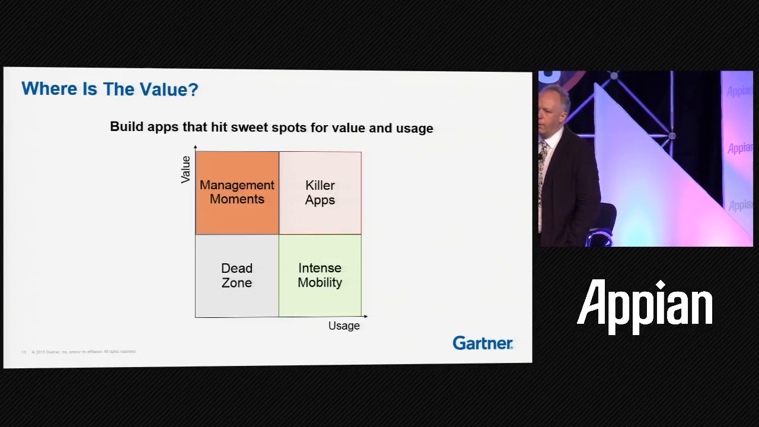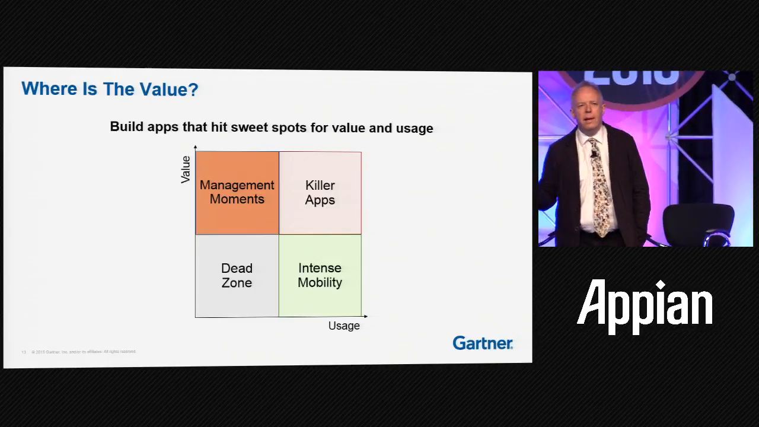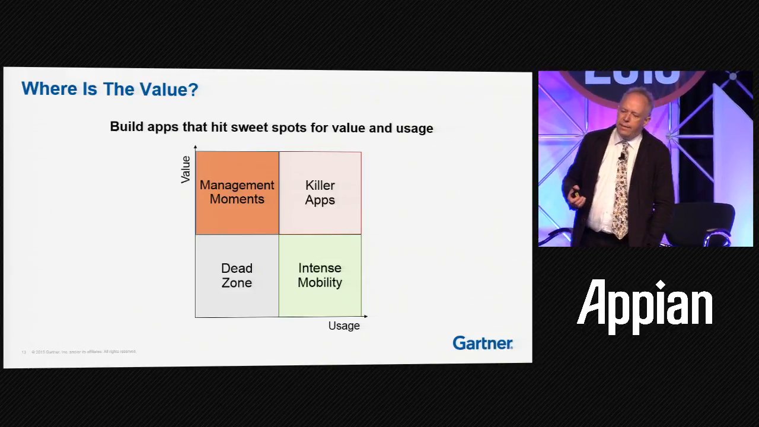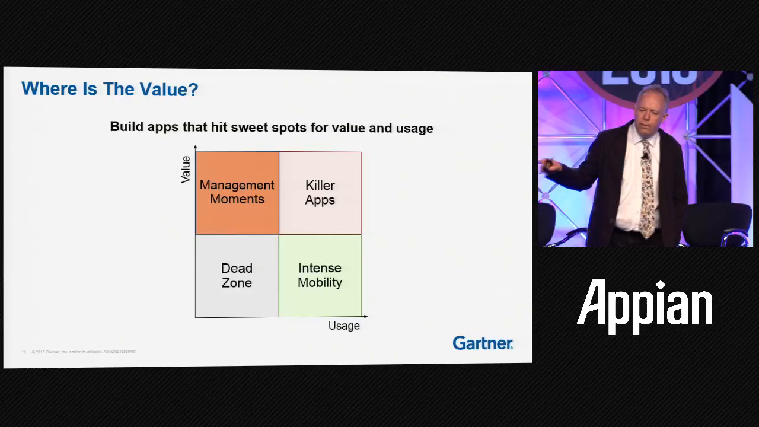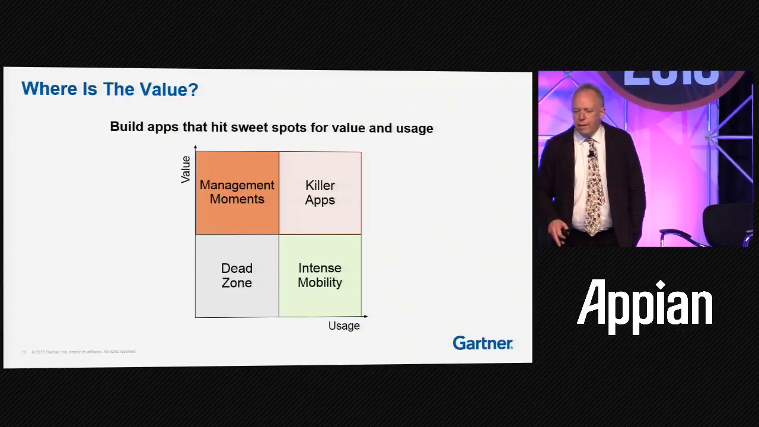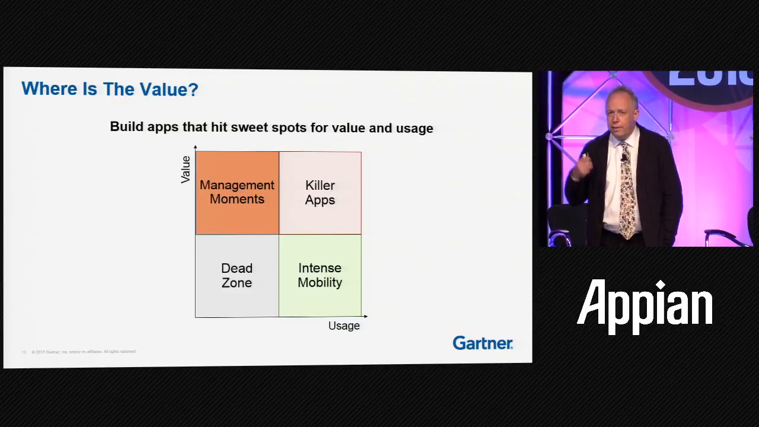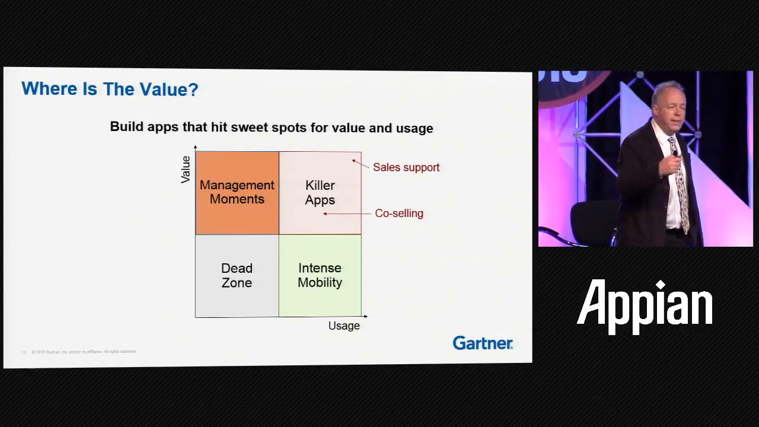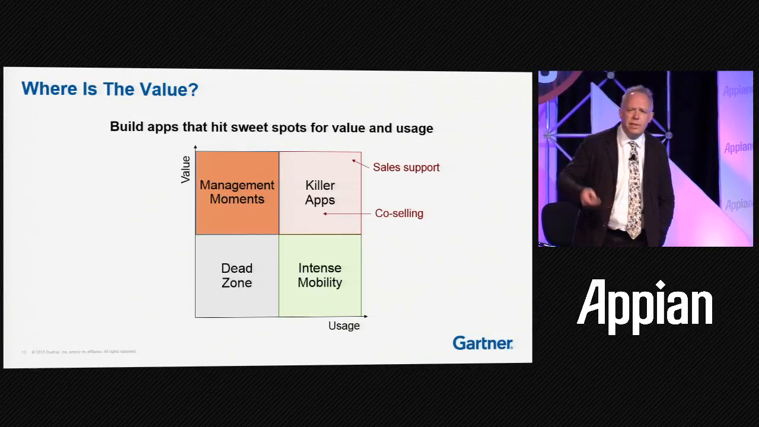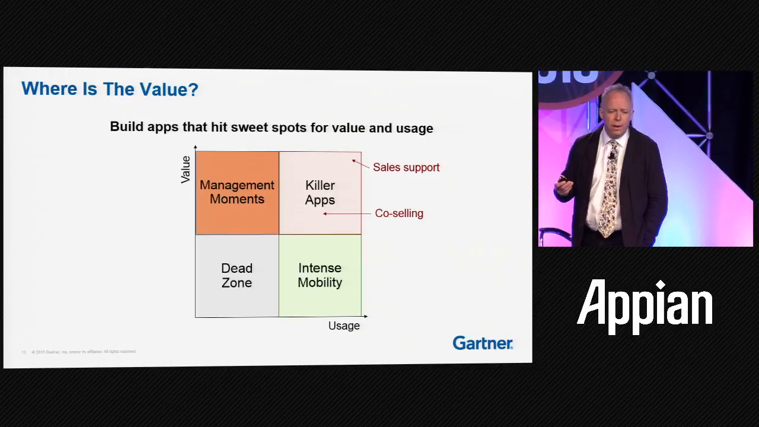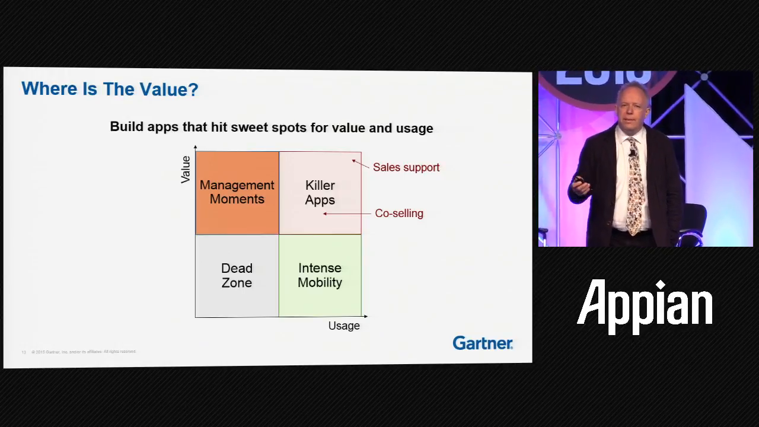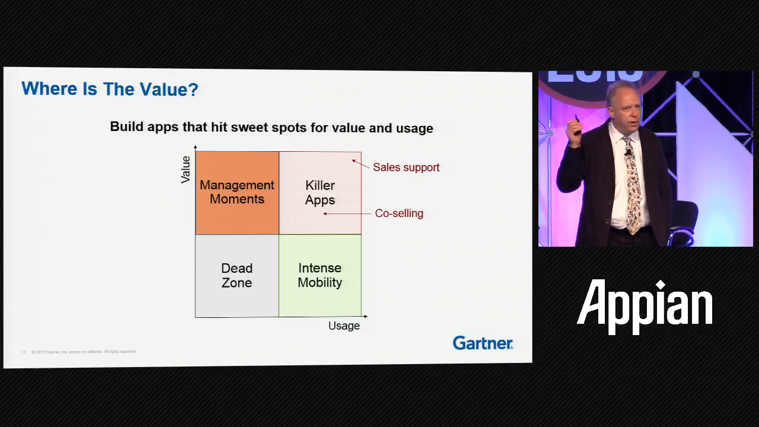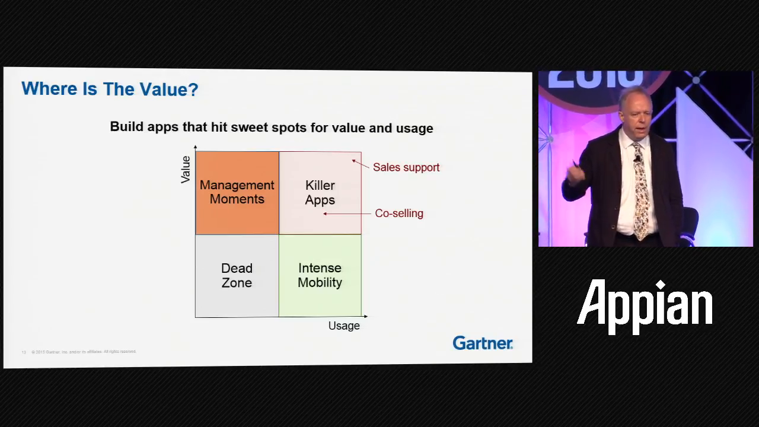This is a little quadrant that we came up with working with our clients. It's called the value box. Across the bottom is usage: how often is this application used? And on the vertical axis is the value of each transaction. So we have things up in killer apps, which is sales support, co-selling applications. Each transaction is very valuable, and it's quite frequent. So that makes it extremely valuable. You do it a lot, it's high value, it has to be good.